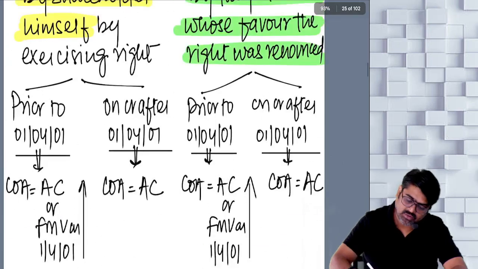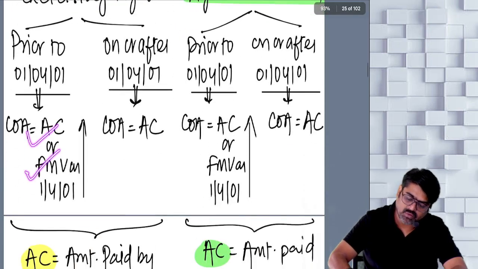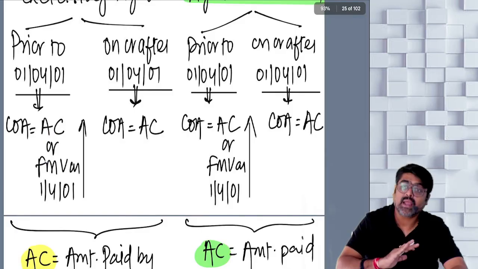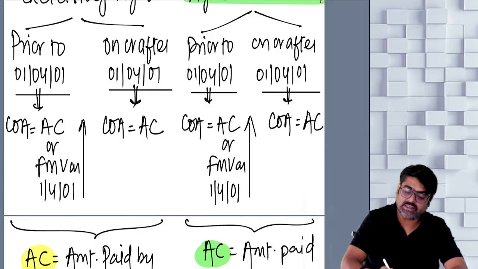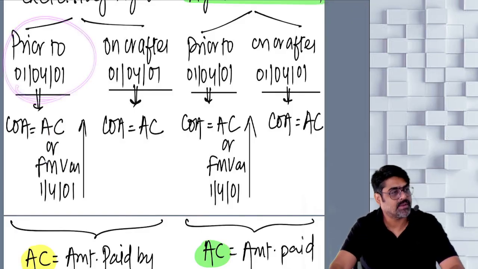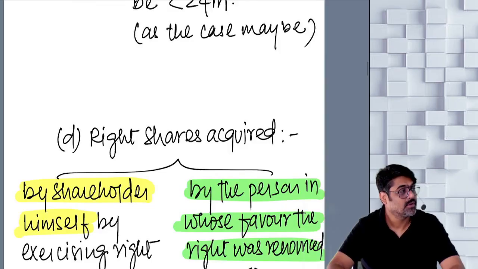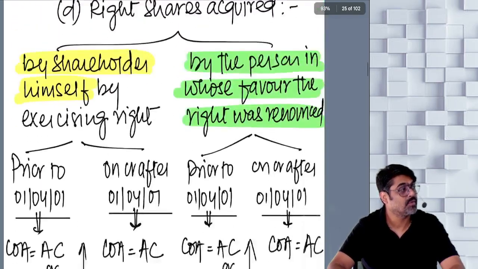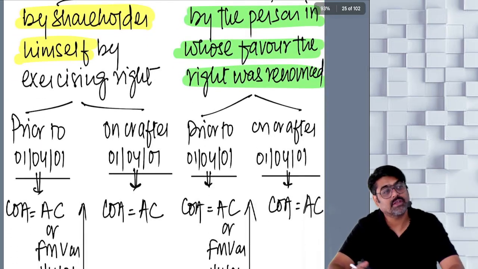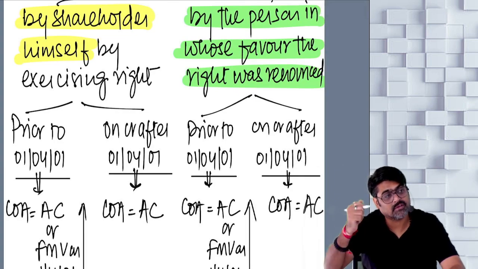And either that actual cost or fair market value, whichever is higher, can also be taken as cost if the right shares were acquired prior to 1st April 2001. Now tell me, do you remember those 450 rights you renounced in the favor of Suresh? What Suresh will do with those 450 rights?